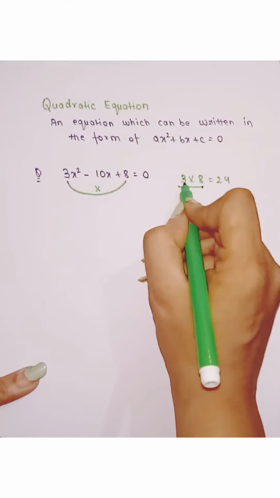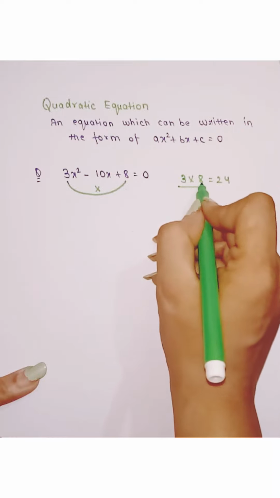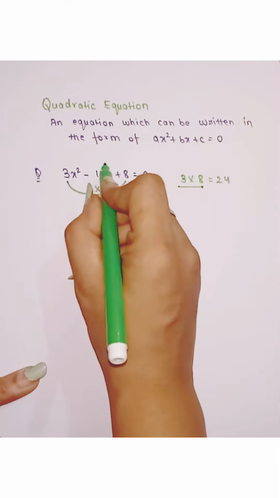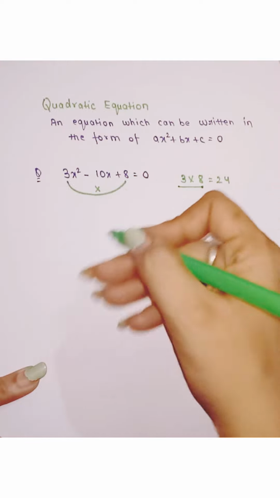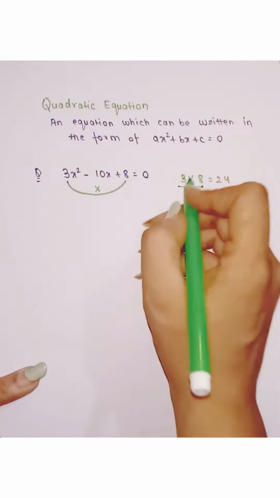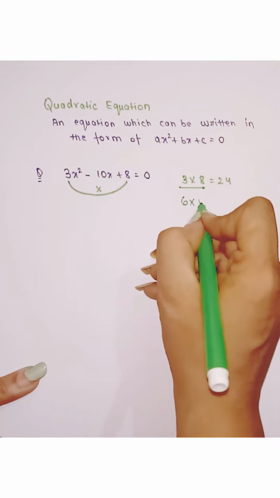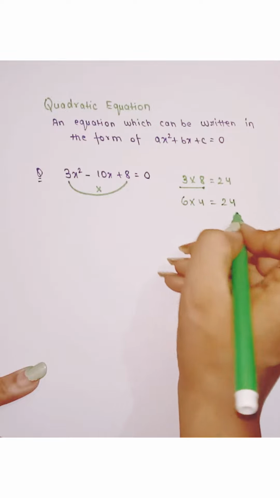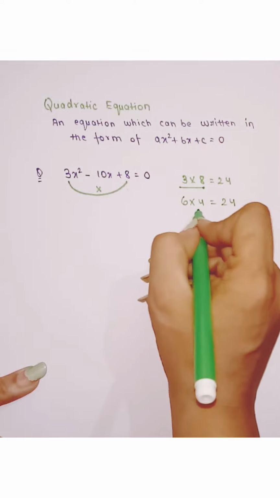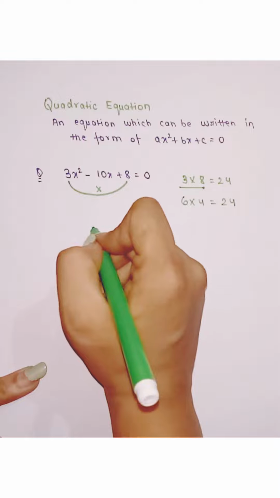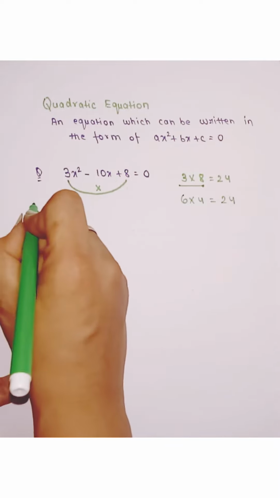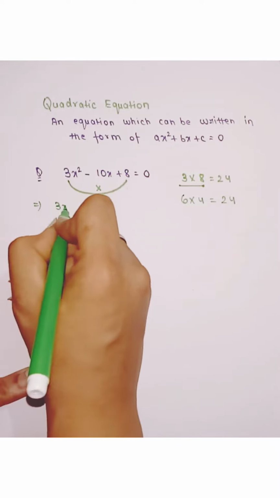So you can see here that when we are multiplying 3 and 8, we are getting 24. But if we are adding or even subtracting, we are not getting 10. That means we need to think of some other numbers. So let us think about 6 and 4. If we multiply these two numbers, we are getting 24. And now you can see that if I add these two numbers, 6 and 4, I am getting 10 also. That means this is the correct choice.